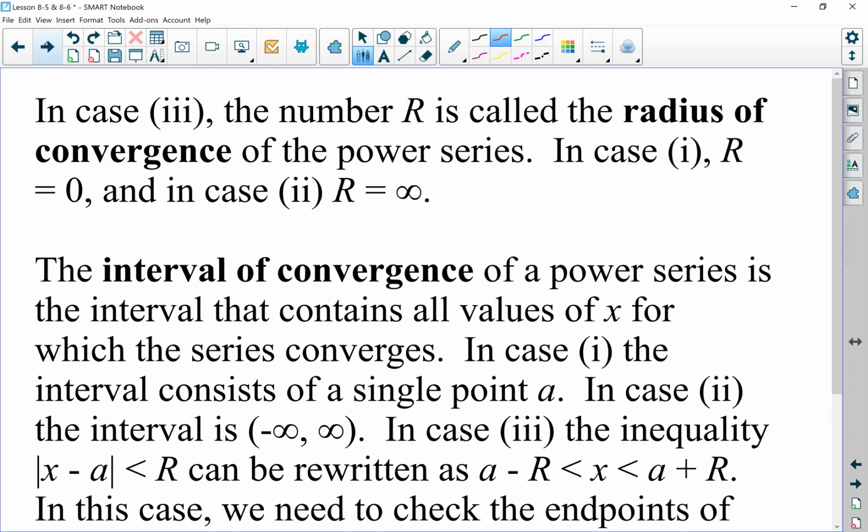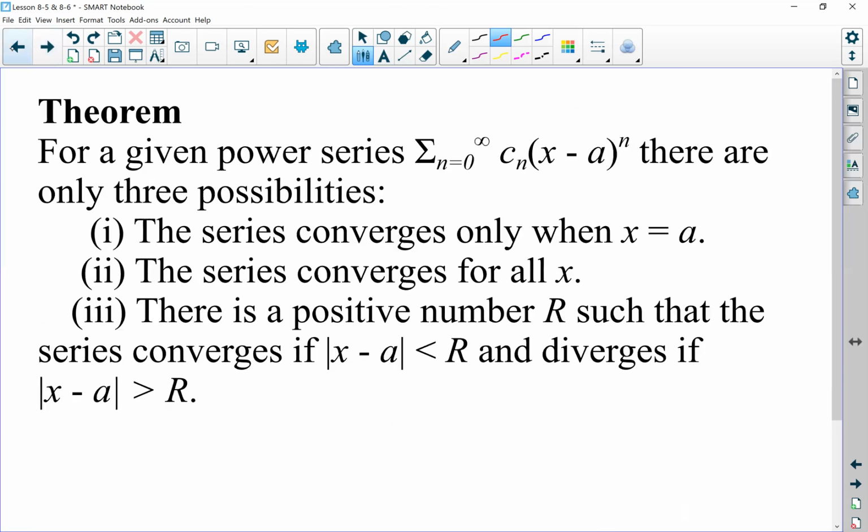All right, in case 3, the number r is called the radius of convergence. And there are many times when you'll be asked, find the radius of convergence. In case 1, the radius of convergence is 0. And in case 2, the radius of convergence is infinity. Can you go back to this slide for a second and finish 1?